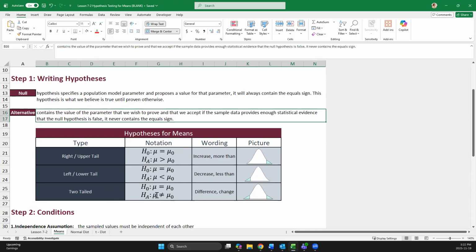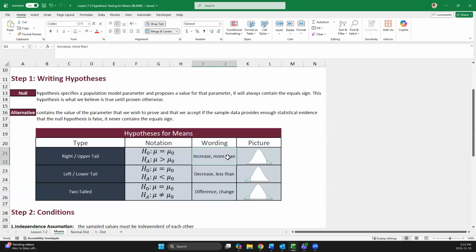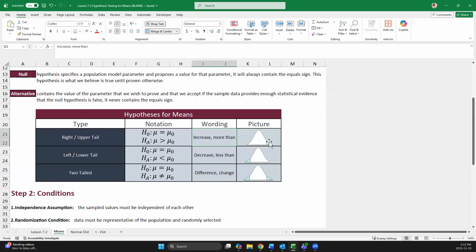Here are all of the 3 options we can have for our hypothesis tests. We can have the right or upper tail test, where the null is that mu is equal to some value given in the question, and the alternative is that mu will be greater than that same value. In the question, look for wording like increase or more than, and the picture will be on the upper or right side of the distribution for the probability.